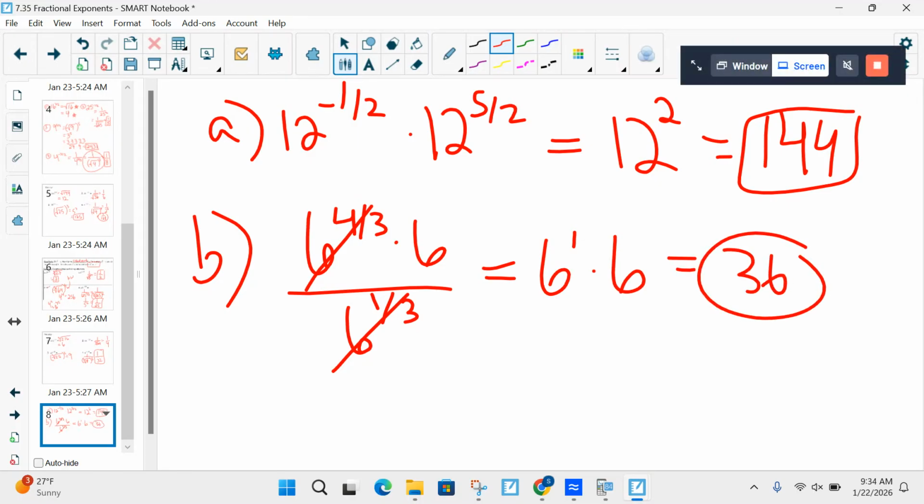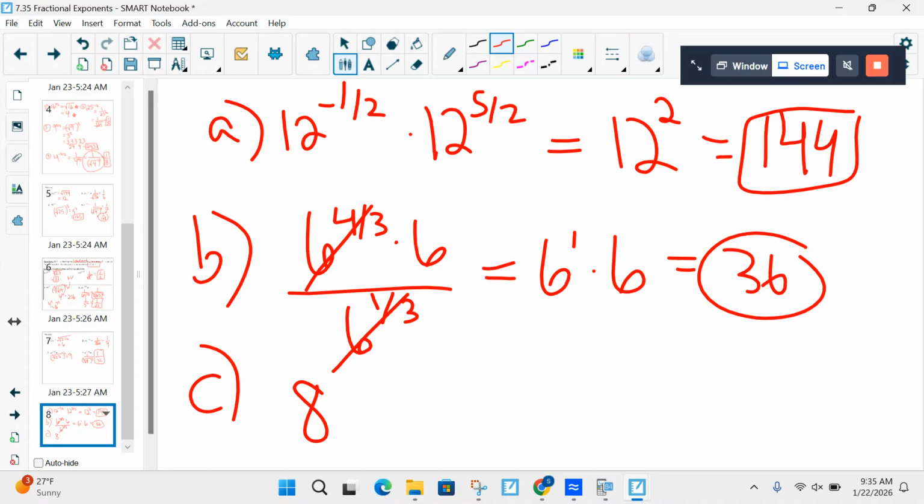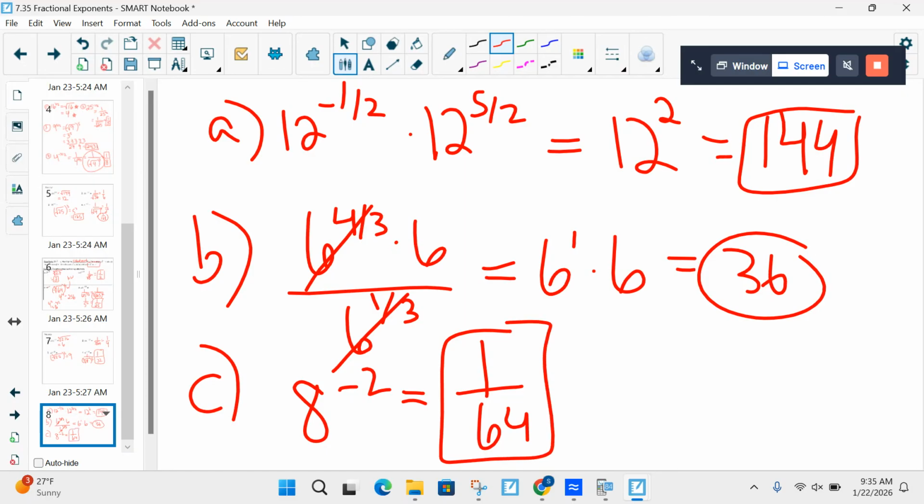Don't worry, these won't be on your homework. They're just for fun. And then for part C, if I add those exponents again, I would get 8 to the what power? 1 half minus 5 halves would be negative 2. But 8 to the negative second does not mean negative 64. It means 1 over 64, because it's 1 over 8 squared.